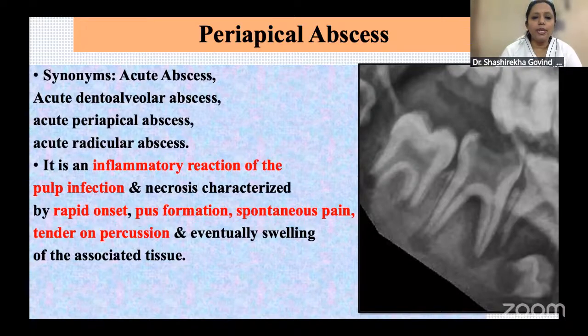Let us jump into what exactly the periapical abscess means. These are the various synonyms for that. It is basically the inflammatory reaction to pulp infection and necrosis, characterized by rapid onset, pus formation, spontaneous pain, tenderness on percussion, and eventually swelling of the associated tissue.